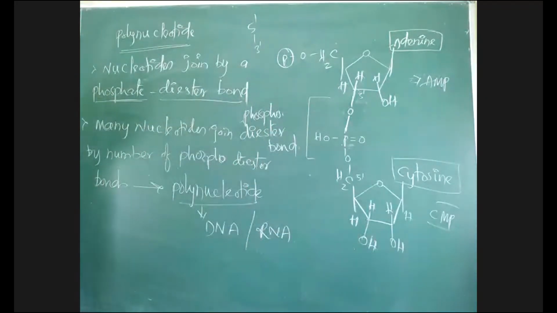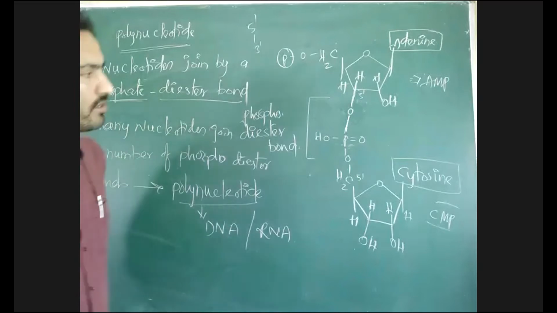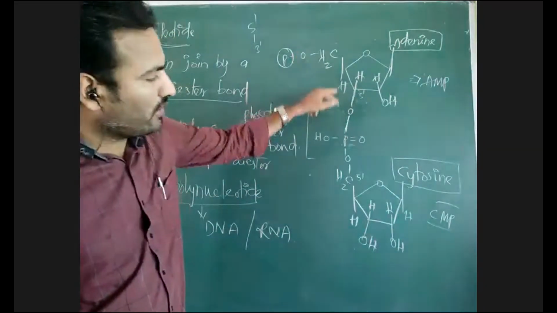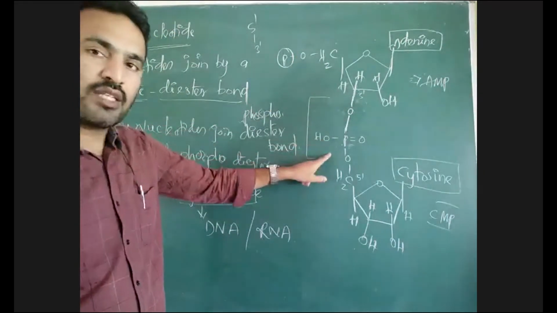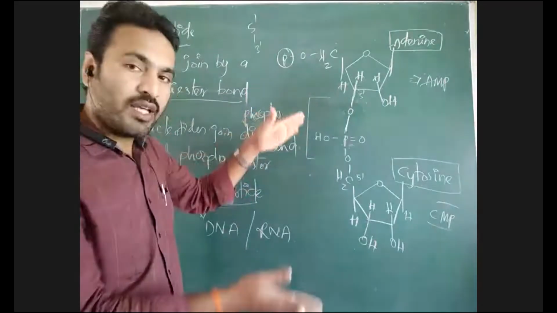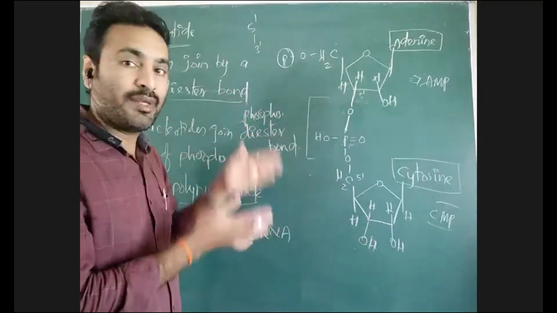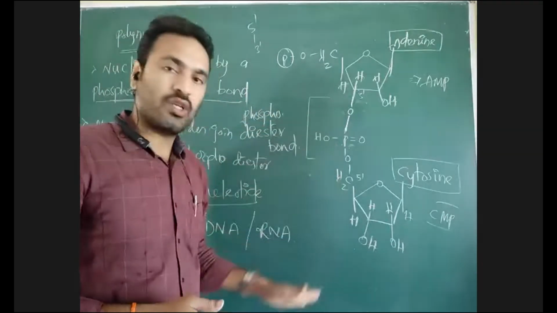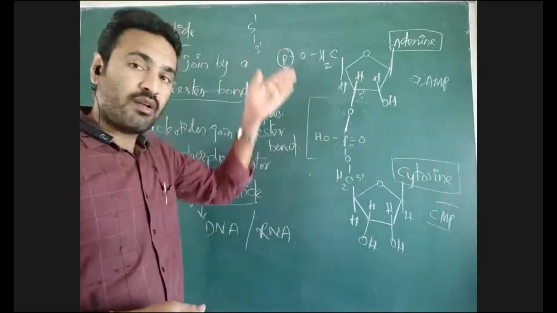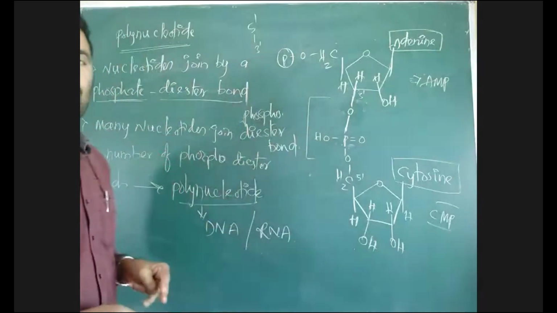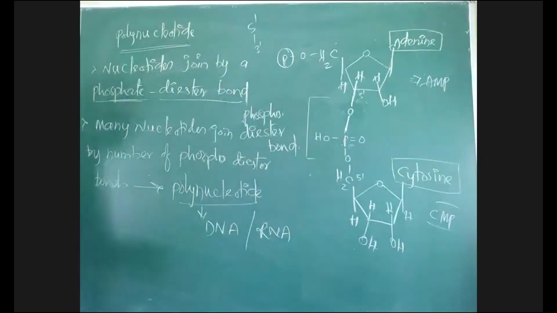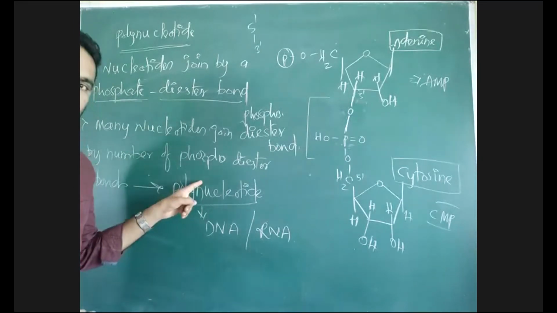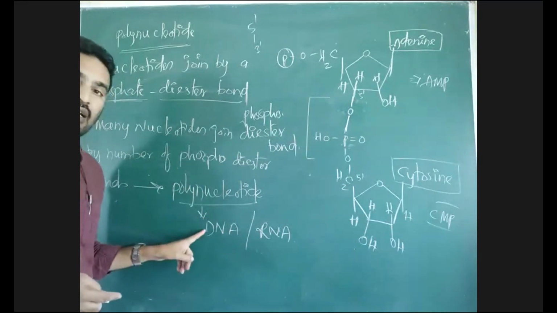What is a polynucleotide chain? DNA or RNA means, between two nucleotides there is formation of a phosphodiester bond. If many phosphodiester bonds are formed by joining a number of nucleotides together, there is formation of a polynucleotide chain of hundreds or thousands of nucleotides. So that polynucleotide chain we are calling DNA or RNA.